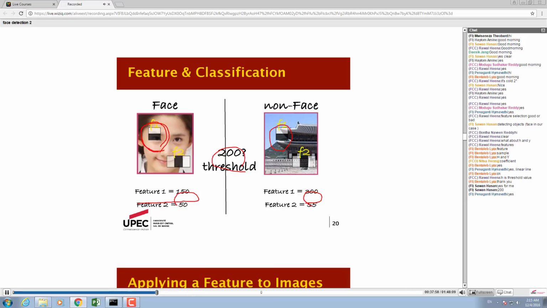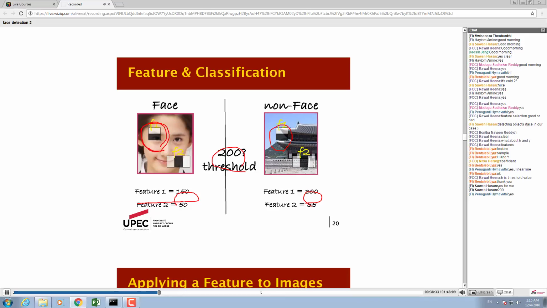So this is the way we calculate the threshold. We apply the feature to all the sample images, and we try to find the median value between positive and negative samples. In this case, we have just two, one face and one non-face, one positive and one negative. But when we have many positive and many negative samples, then we use the distribution of positive and negative samples in this feature space.